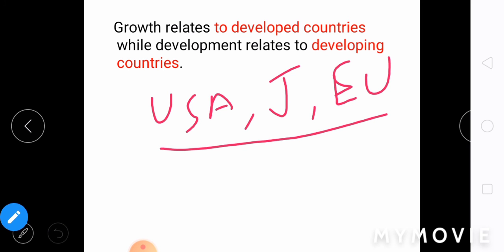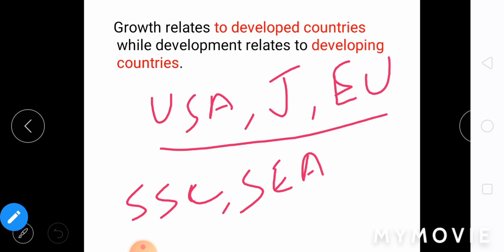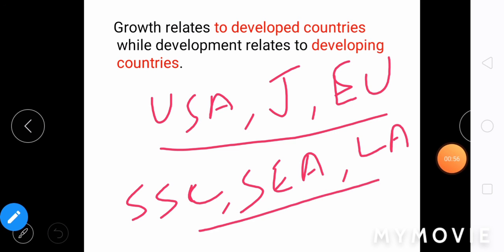Again, those countries which are yet to reach the level of maturity in achieving all economic variables are known as developing countries. So sub-Saharan countries and most of the Southeast Asian countries and most of the Latin American countries fall under the category of developing countries. So the issue is different for these two groups of countries.